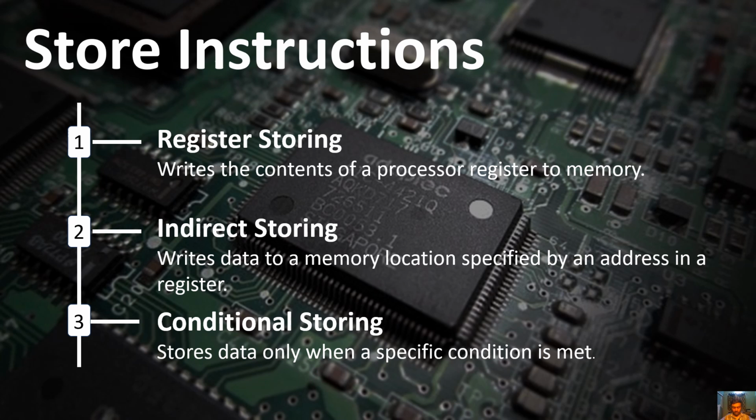Conditional storing. Data is stored based on the result of a condition. Example, store R1, R2 stores the content of register R1 into the memory address contained in the register R2 if the condition is equal. Stores data only when the specific condition is met.